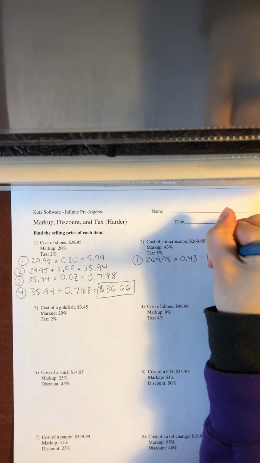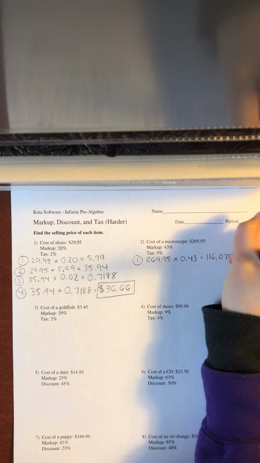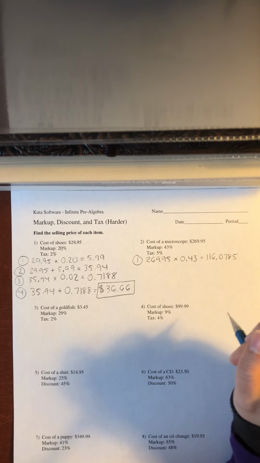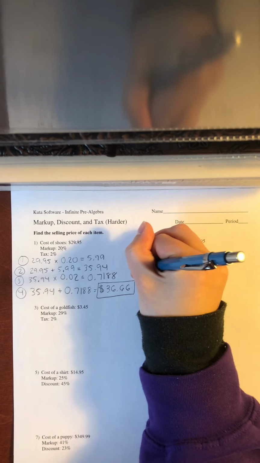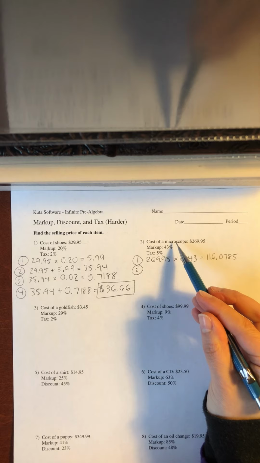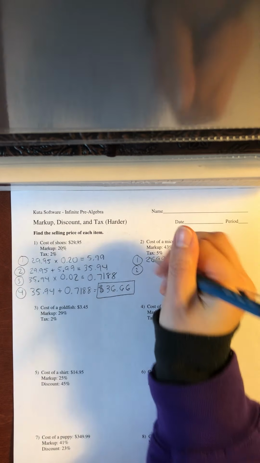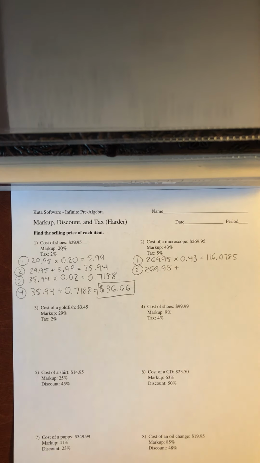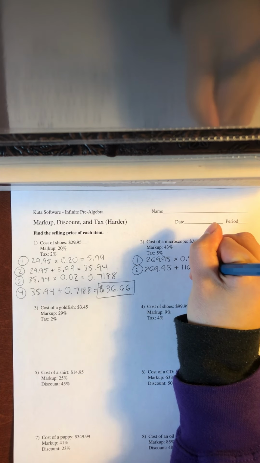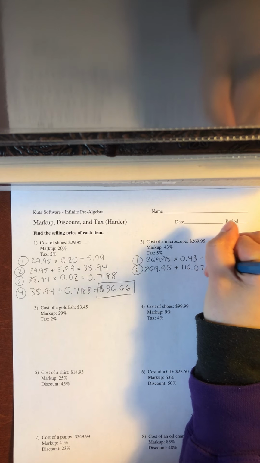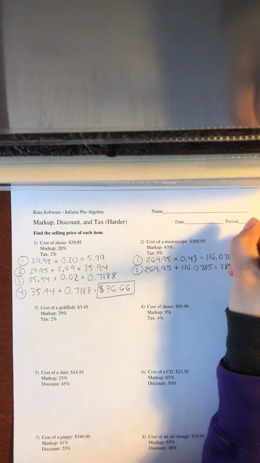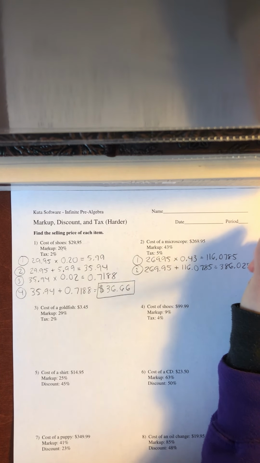and you will get 116.0785. Remember, do not round until the very, very end, the last step. So that's how much the markup is. So now, to figure out what the cost of the microscope is after the markup, you have to take the cost of the microscope, which was $269.95, and you have to add that markup of 116.0785. And when you put that in your calculator, you will get 386.0285.